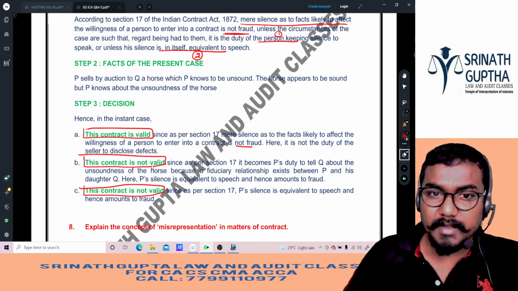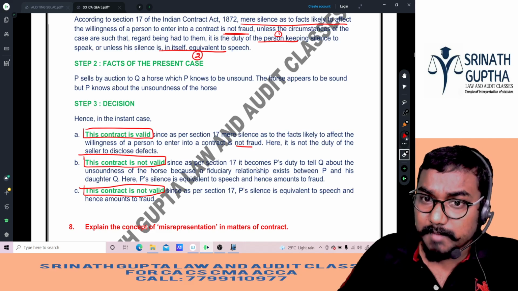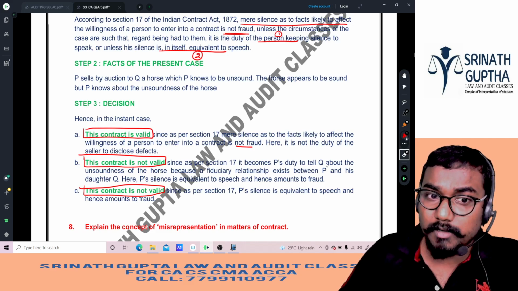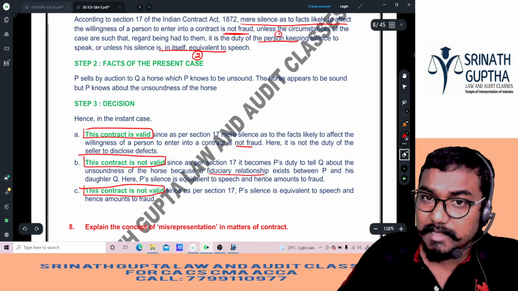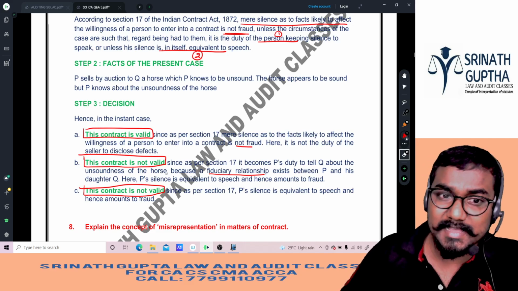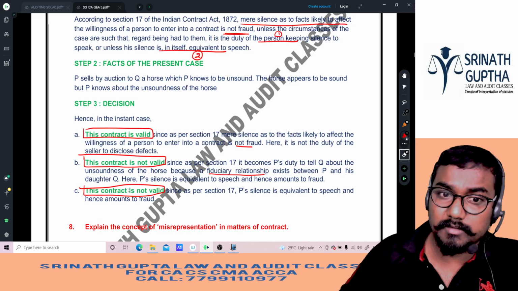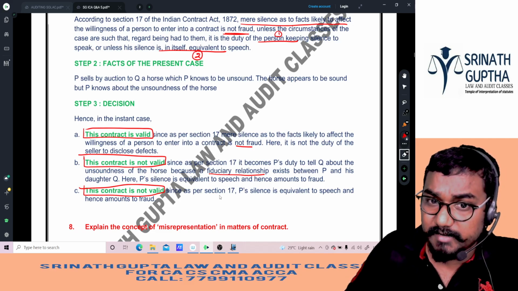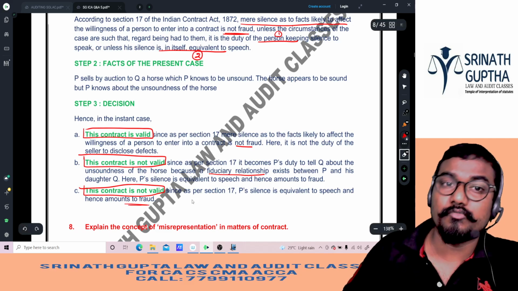Second case, the contract is not valid. It is a fraud. Since as per section 17, it becomes P's duty to tell Q about the unsoundness of the horse because Q and P are father and daughter. A fiduciary relationship exists between P and his daughter Q. Here, P's silence is equivalent to speech and amounts to fraud. Third case also, as per section 17, P's silence is equivalent to speech and it amounts to fraud.